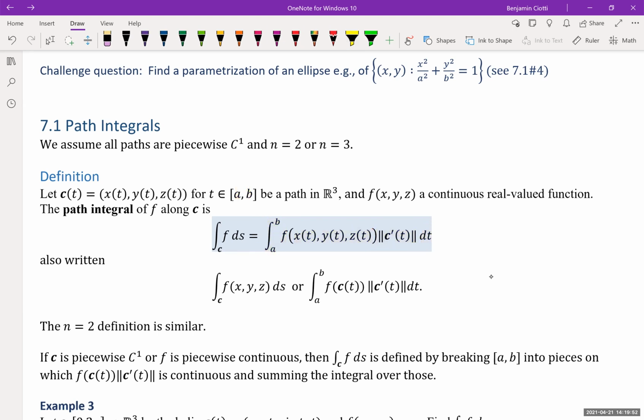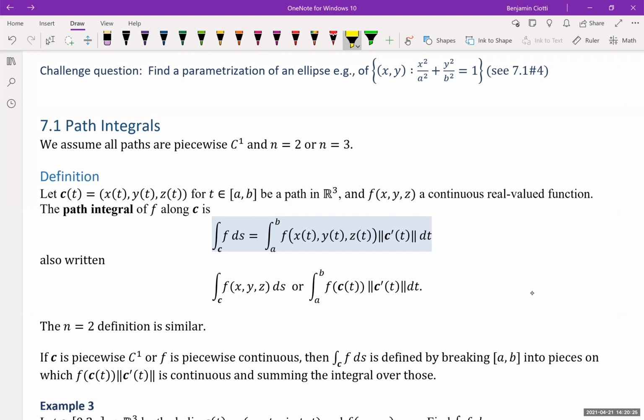A couple other ways of notating this might be where instead of f, we explicitly mention that it's f of x, y, and z. Or here's another nice way. You could say f of the curve of t times the length of the curve. So all those different ways are ways of notating this.